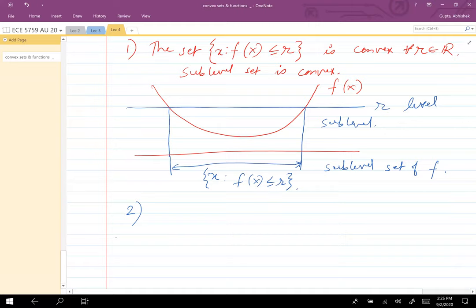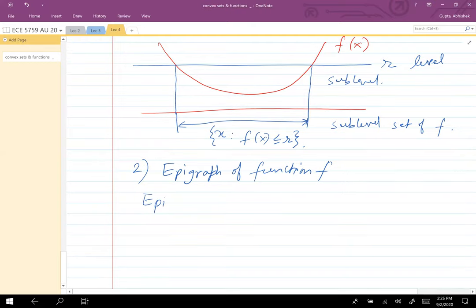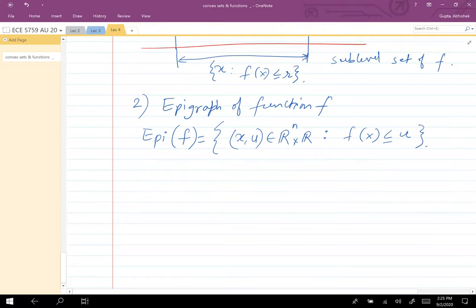The second property that I want to talk about, I need to define what is known as the epigraph of a function f, which is defined as epi f, the set of (x, u) in R^n cross R such that f(x) is less than or equal to u. That's the epigraph of function f. That's how it's defined.